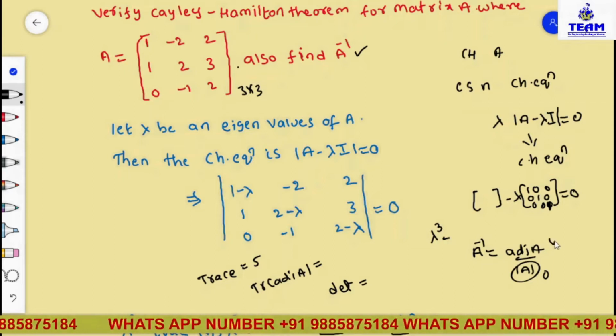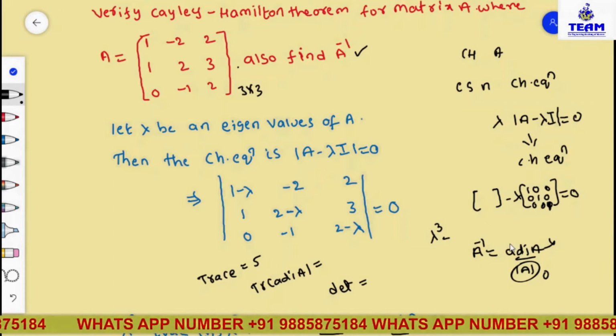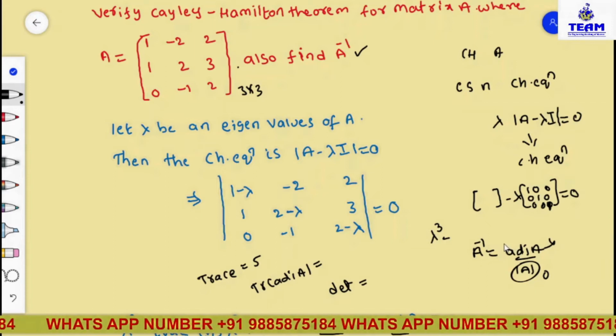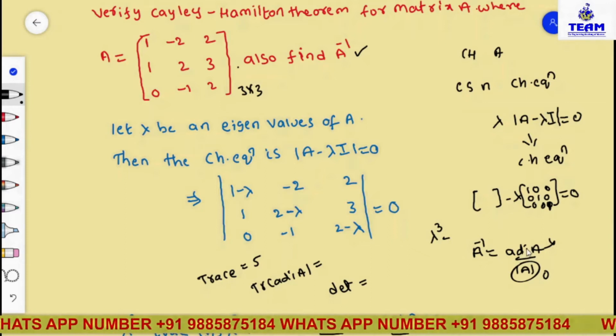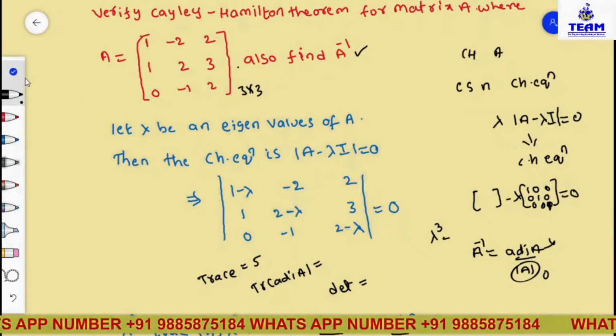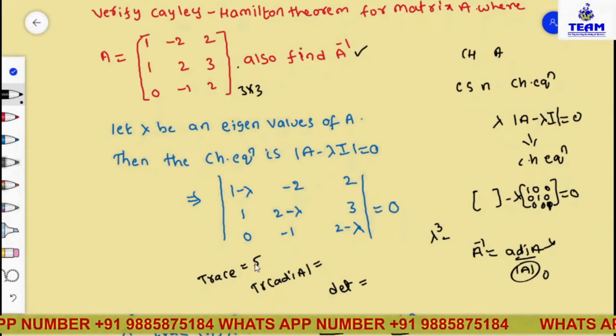So adjoint A also does not exist in our calculator. But you can do it generally, but in the calculator you won't get it. Okay, friends, in that case, how to do it? I will tell you the shortcut. You see here, I am using the calculator.